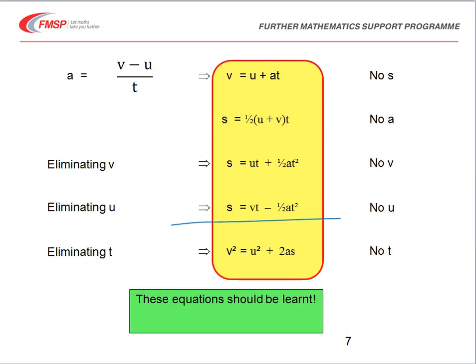The other equations come from eliminating v, u and t respectively, so that we get the set of equations I'm sure well known to you, but they should be learned and you should be able to recite them. The important thing to realise is that there are a set of 5 equations, and in each one of the variables that we have is missing, so that there is an equation for every situation.